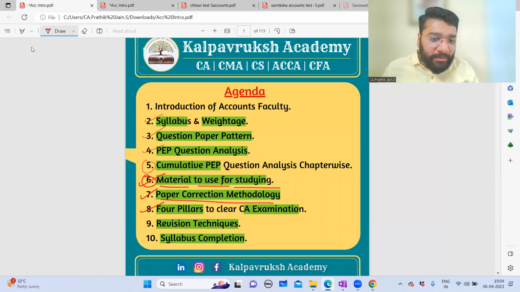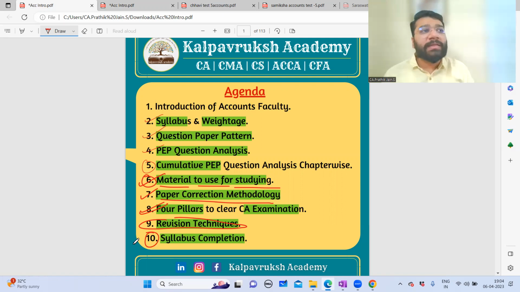So yes, syllabus, revision, 4 pillars I've discussed. Revision technique in specific I'll discuss when I start taking the classes. And syllabus completion, guys, there's one catch here: we are not sure when the examination is going to happen, whether it is going to be in November or December. Before COVID, the examination used to happen in May and November. Every May, after May, November. After COVID, the cycle got automatically shifted to June and December.